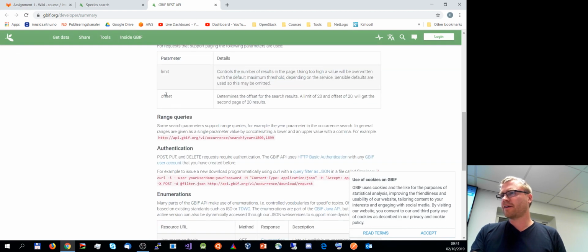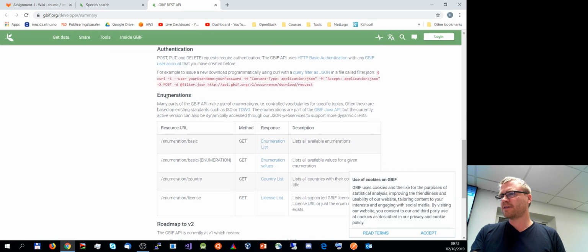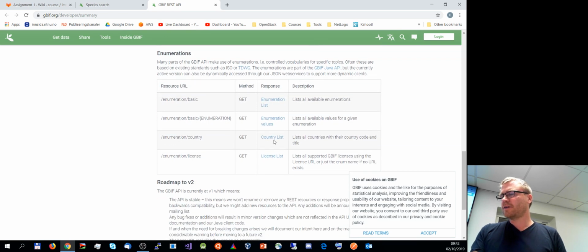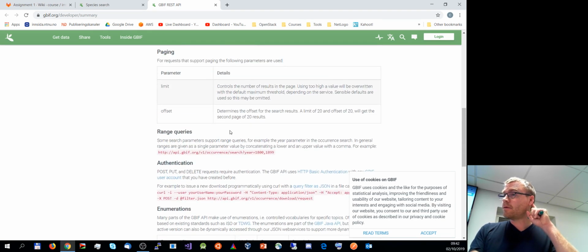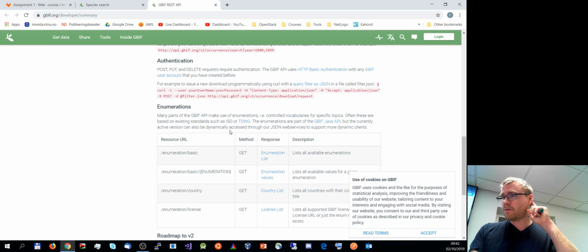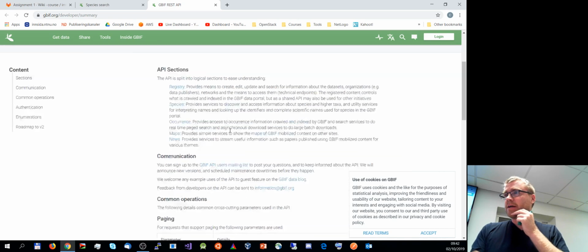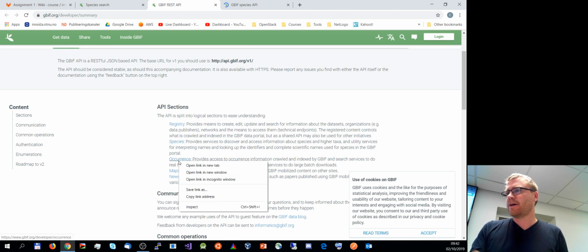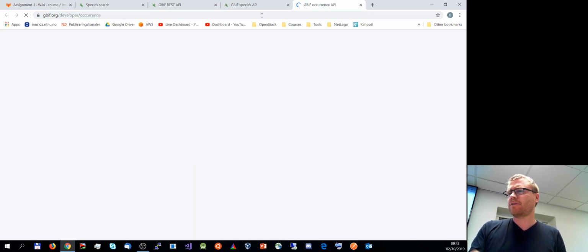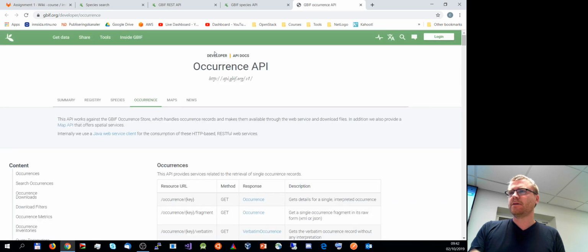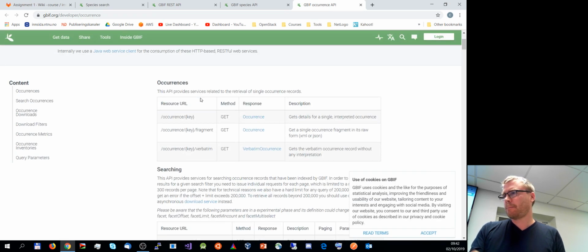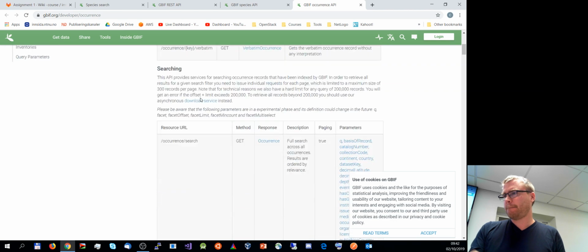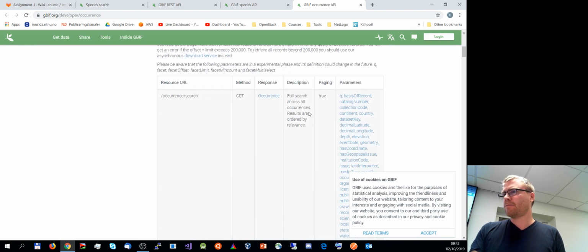So here's the limit for the number of results, that's nice. I think country is in occurrence, I believe. So in slash occurrence. Ah, occurrence. Right. That's where you get it. So that's the API section. So we're here, in occurrence down there, right? Yeah, there you go. That's right.